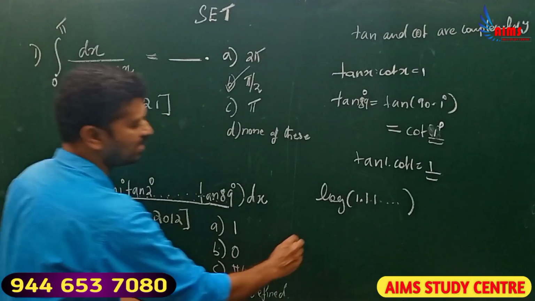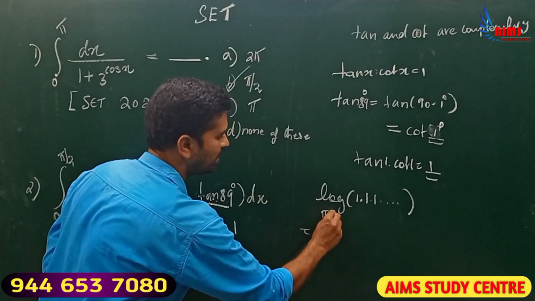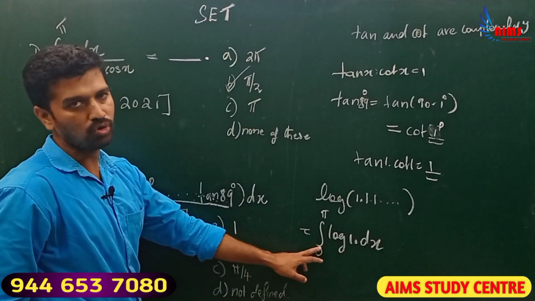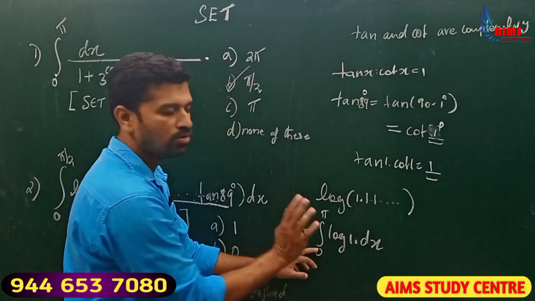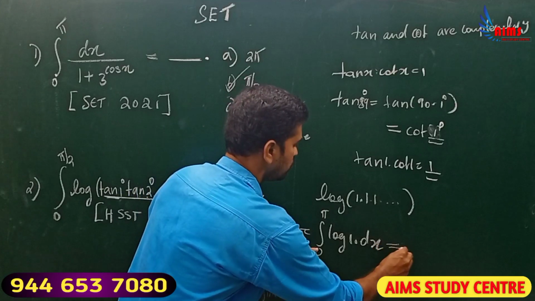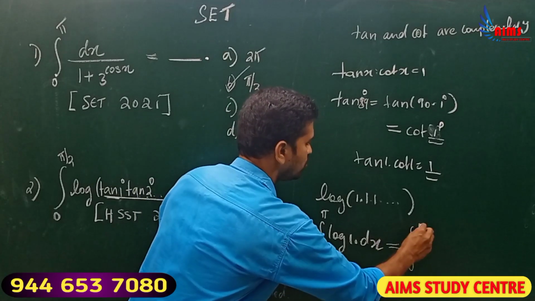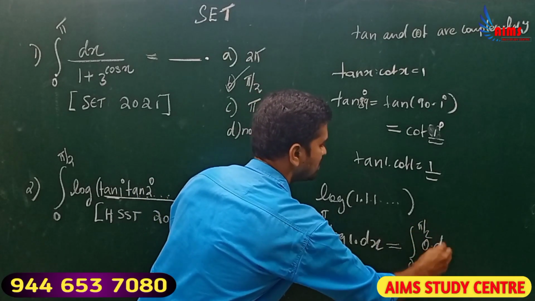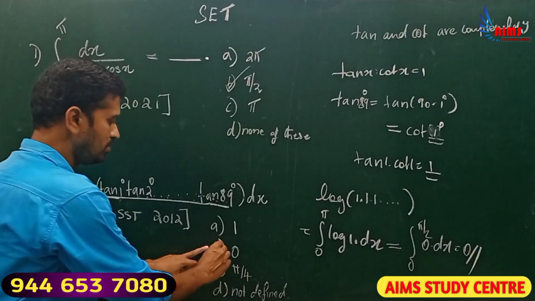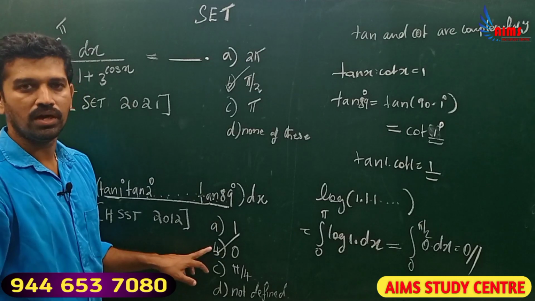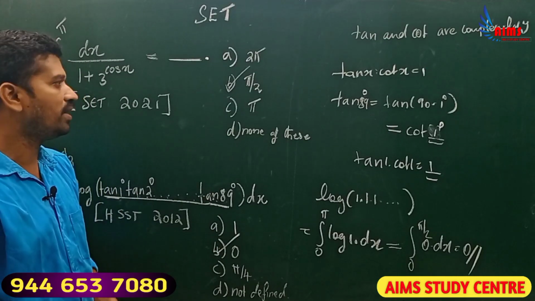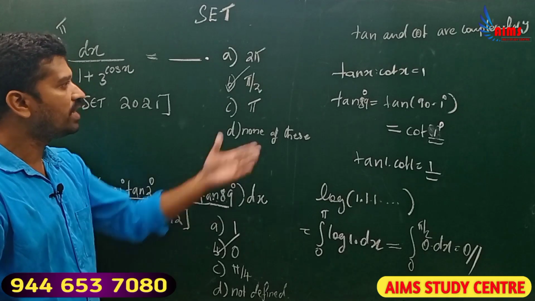So the whole integral will become the integral from 0 to pi by 2 of log 1 dx, and we all know that log 1 is equal to 0, so we don't need to integrate, because 0 into any integral is 0 itself. So this will become the integral from 0 to pi by 2 of 0 dx, which is equal to 0, which is option B.